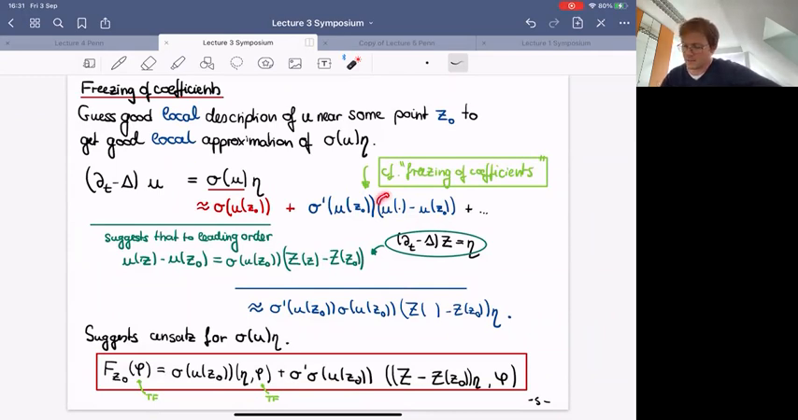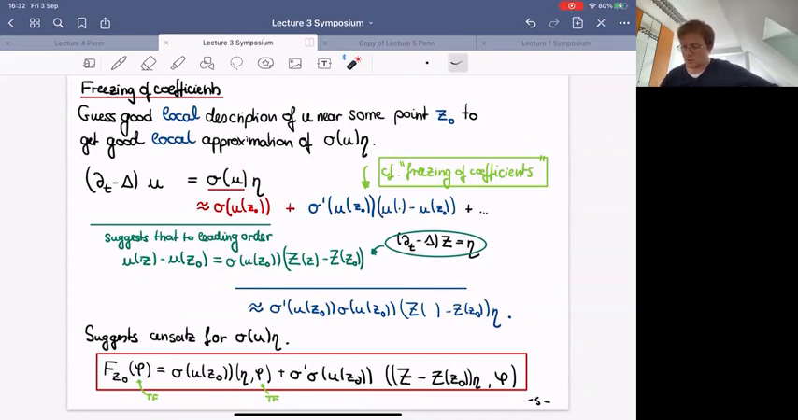And then in here, I just plug in this guess that I had before. And that suggests the next order in the expansion in the local description of the sigma of u. So to first order, I should have that. And to second order, I should have this, where I have now replaced the increment of u by this postulated increment of the z. Okay, so I hope it seems sensible.